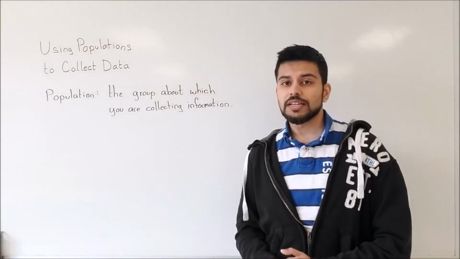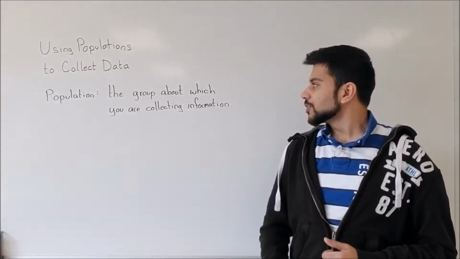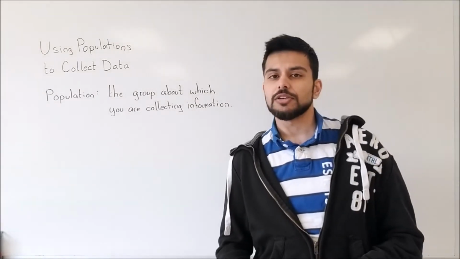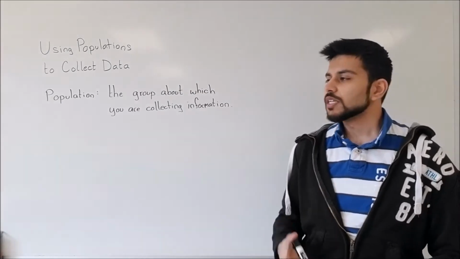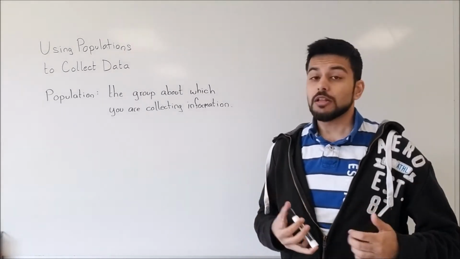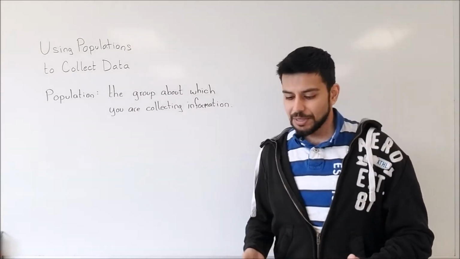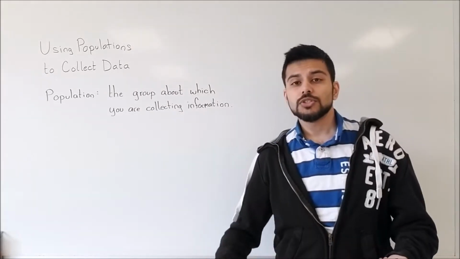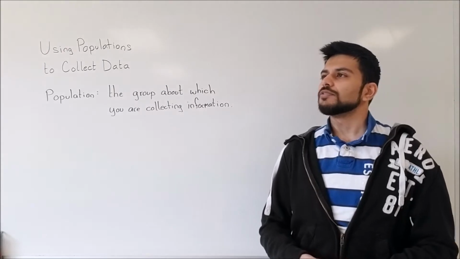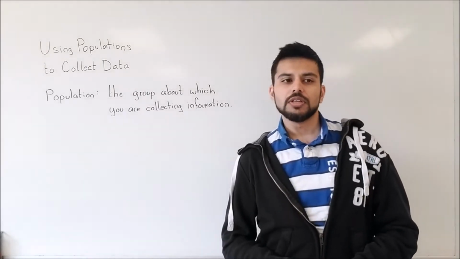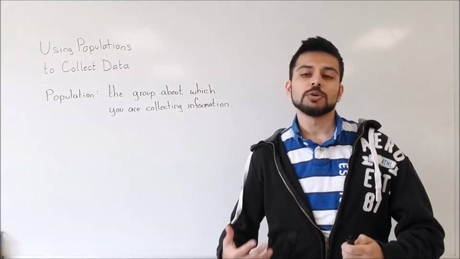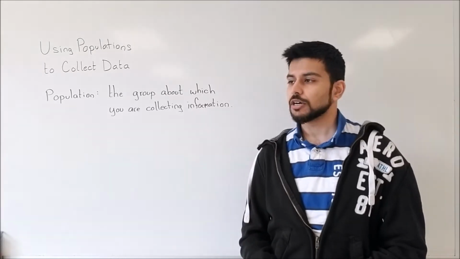So the first thing we're going to look at is something called the population. Population is the group about which you're collecting your information. So essentially, it's the group that you're collecting data for. Literally, the definition. I'll give you 2 examples. One example would be if you were trying to find out if people preferred gas or electric cars, or to be more specific, to drive gas or electric cars.